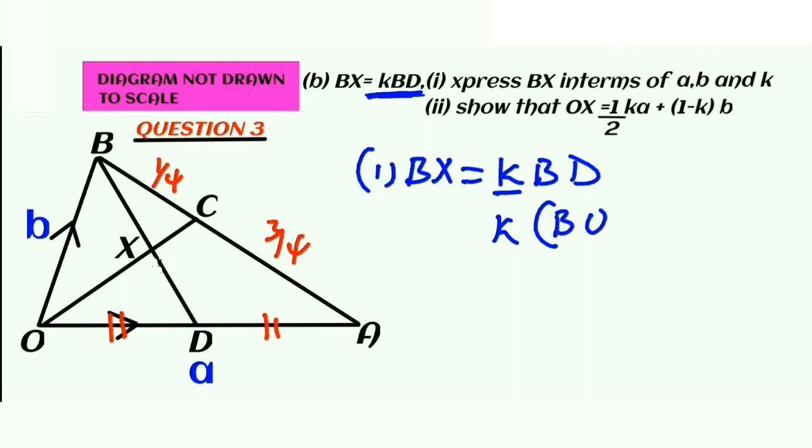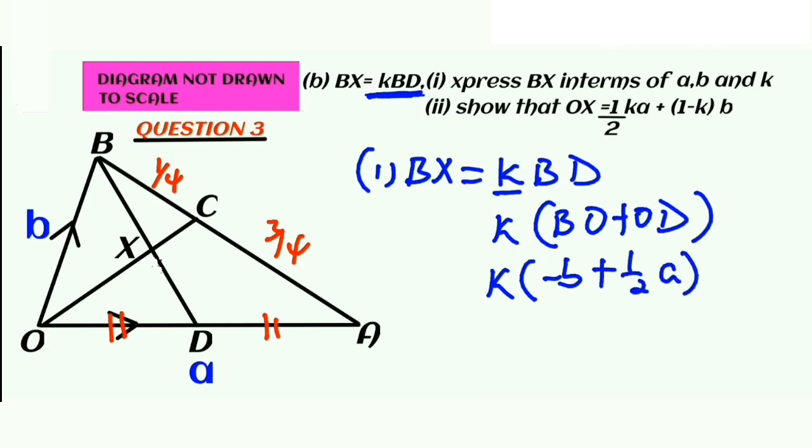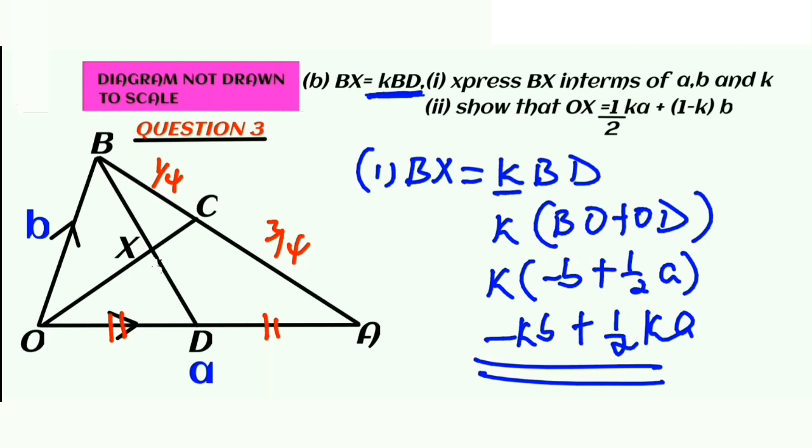BO plus OD. So equals K, open bracket, BO, that is minus B, plus OD, that is half A. So finally, let us remove the bracket, equals minus KB plus half KA. Okay, so this is the value of BX.